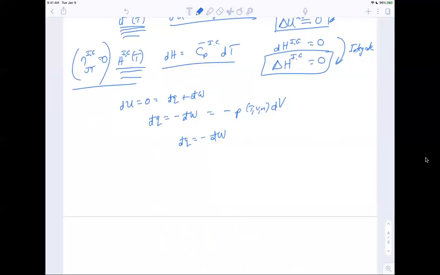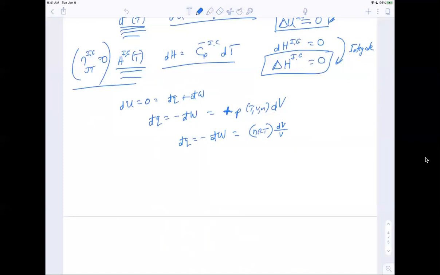Actually, I made an error, right? dq, which is minus dw. What should I have here instead of a minus sign? Plus. Yeah, exactly. So it's dq is minus dw. It's plus p dV. And p is just nRT over V. We know T is a constant because it's isothermal, dV over V.